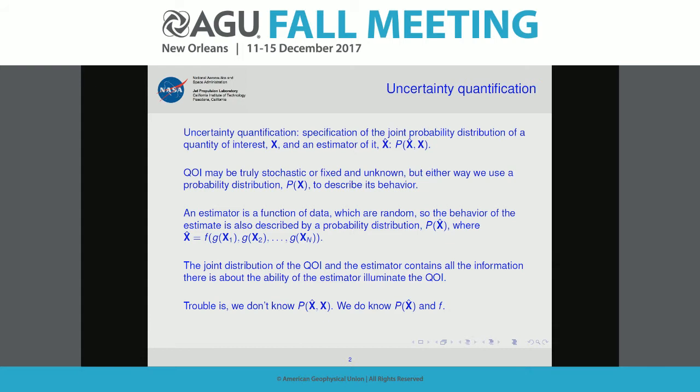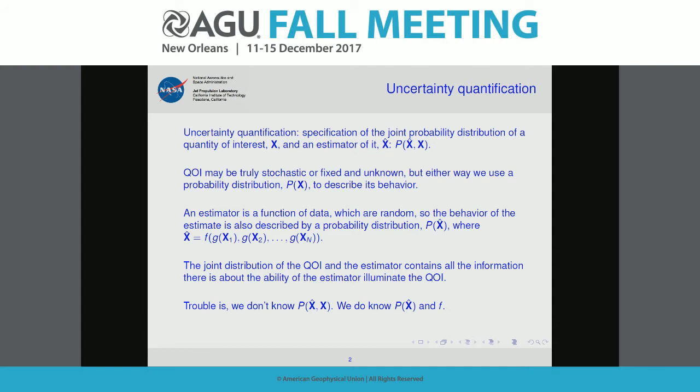So if it's the joint distribution of the quantity of interest and the estimator that we are after here, then we have a small problem. We don't know that true joint distribution. We would like to get it. Let's say we do know P of x hat, which is the distribution of the estimate that we get.